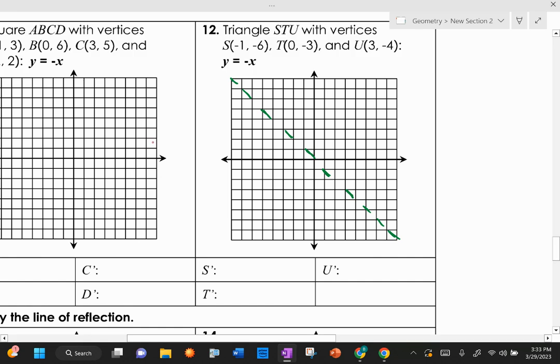Okay, when you graph these, S, you've got negative 1, negative 6. T, you have 0, negative 3. And U, you have 3, negative 4. Okay, so my question to you is, is the rule the same? Can you still just flip them?